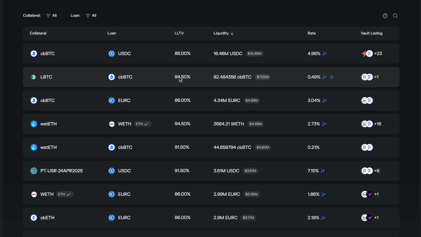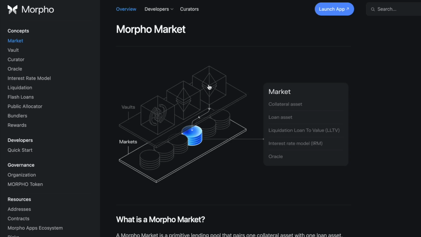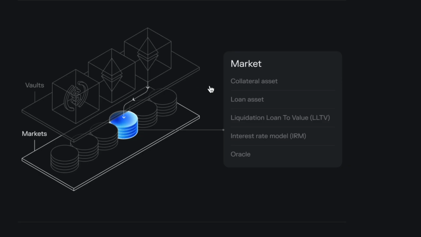Because the markets are isolated, suppose WETH is exploited, the rest of the markets are not affected. Now, there's a few more things that differentiate Morpho. In the Morpho markets, all of it is permissionless. Anyone can create a Morpho market as long as you provide the 5 parameters: the collateral asset, loan asset, LLTV, the interest rate model, and the oracle.